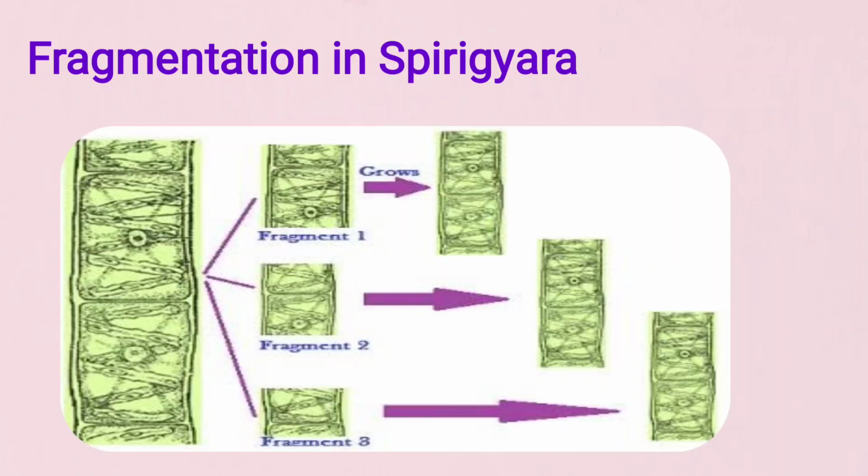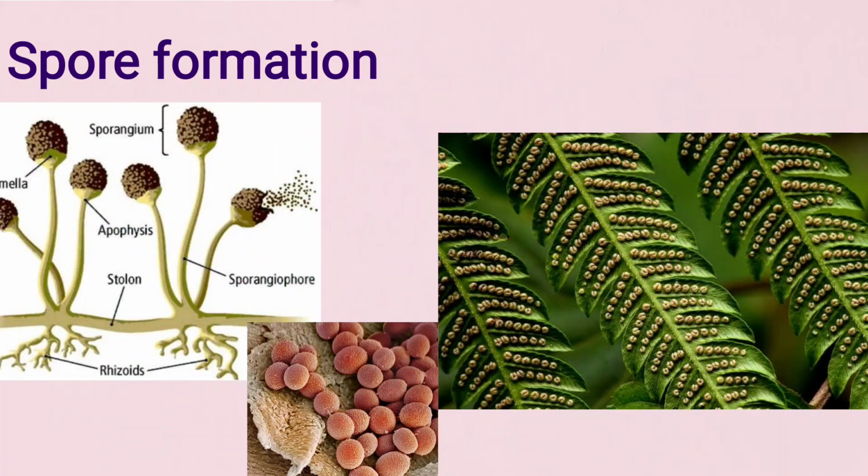Spirogyra breaks up into two or more fragments, as you can see in the picture. Fragment 1, fragment 2, fragment 3. And these fragments or pieces grow into new individuals. This process continues. So this is a very simple method of asexual reproduction. Now let us see about spore formation.